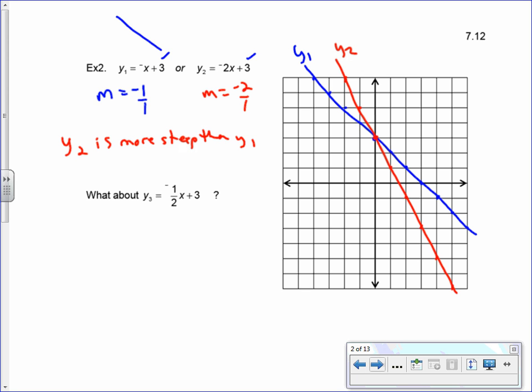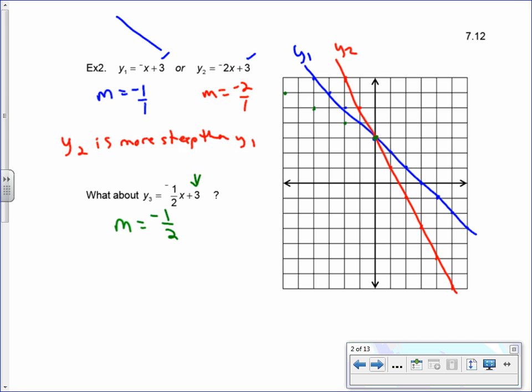All right? And we are again going to put in a third line, also having a y-intercept of 3, so I'll start on the 3. And this time my slope is -1/2. Start on the 3, I'm going to rise 1 and run 2.